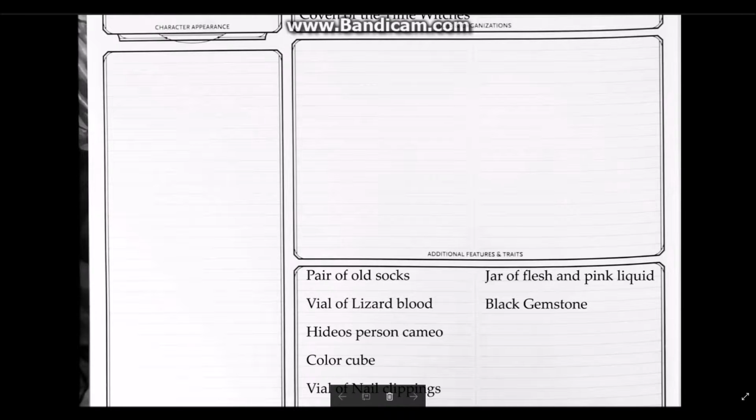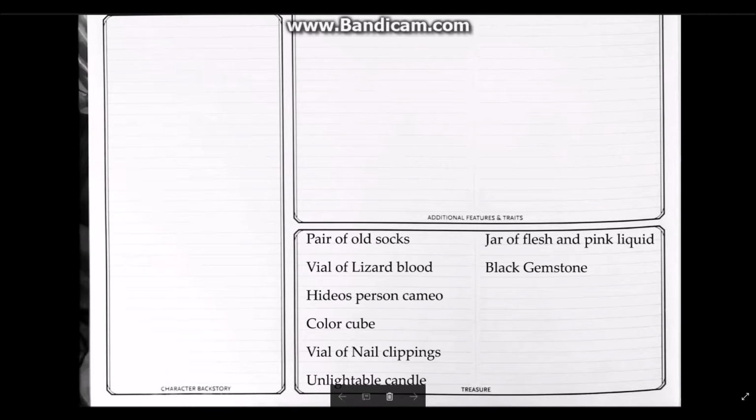And sometimes you learn extra feats based off of how high in the level you get, so that's what you just put here. That's why it's empty, because Celeste doesn't have that many features and traits yet. Over here is character backstory.